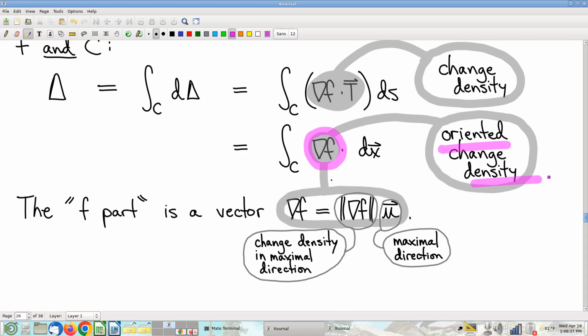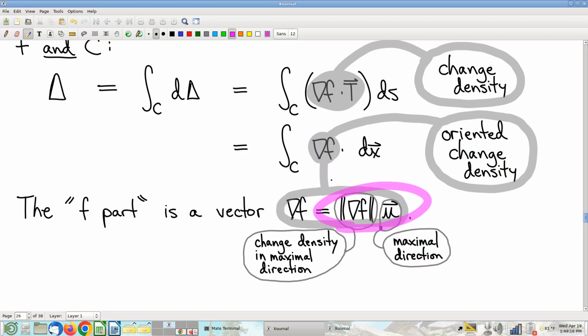Let me say it again. By virtue of its magnitude, it's telling us how fast the function's changing. And by virtue of its direction, it's telling you in which direction that change is happening. The change is happening at this magnitude, being the magnitude of the gradient, only if you're moving in the direction that you might want to call the uphill direction. If you're moving in a different direction, everything's different. Thus the dot product with the T vector. So, two interpretations of the two different factors of the oriented density.